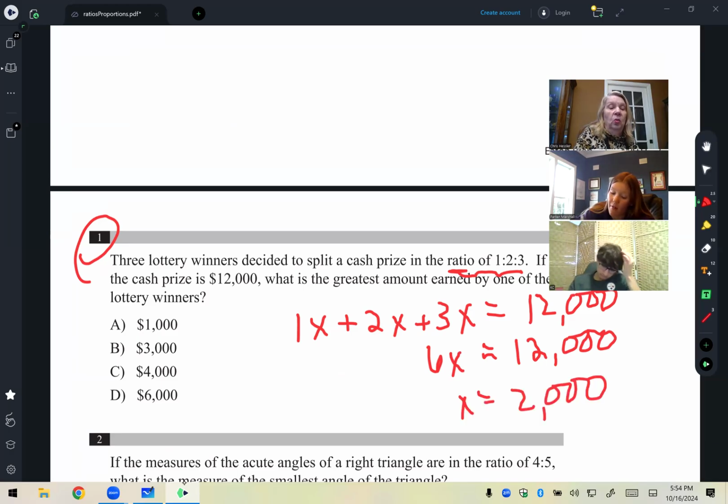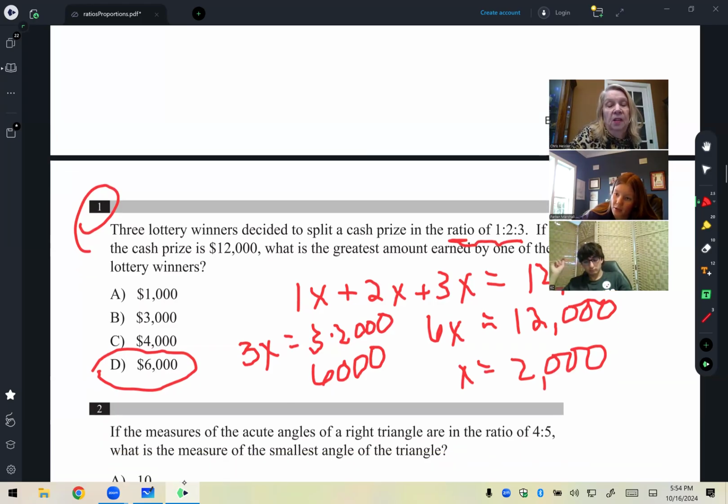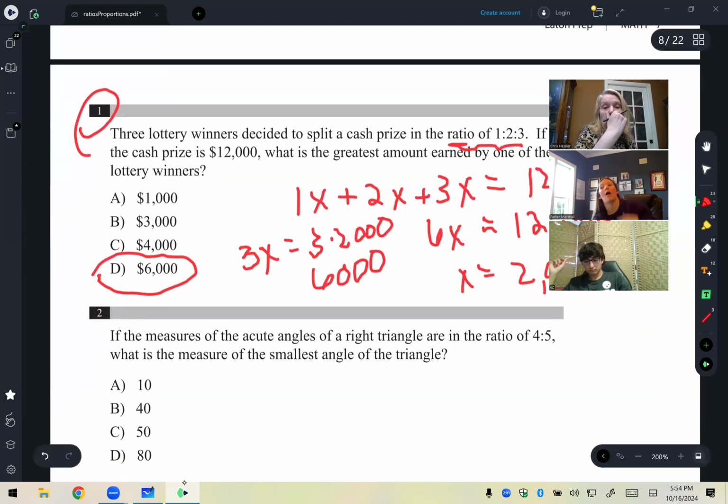And so the biggest winner will be the 3x. And so the biggest winner will be 6 grand. Does that make sense? I know it's weird to do ratios when you had them in 7th grade, probably.